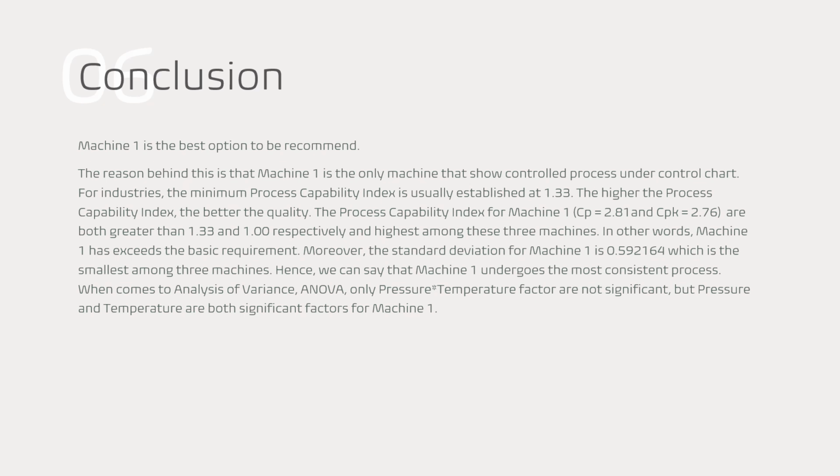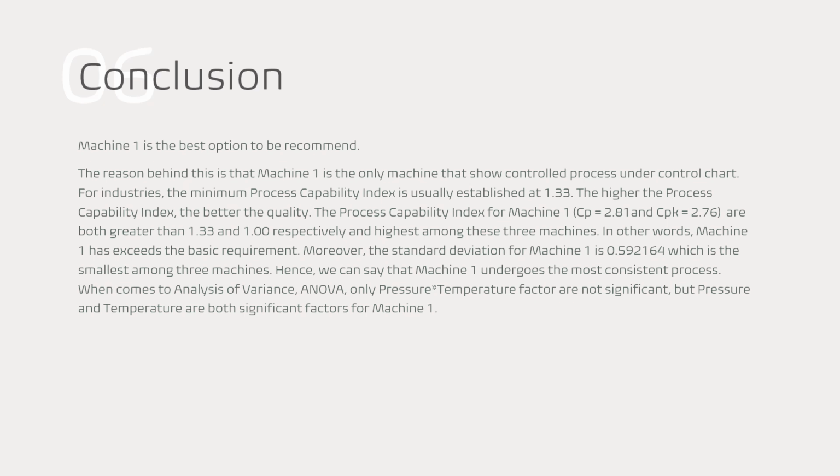In conclusion, machine 1 is the best option to be recommended. The reason behind this is that machine 1 is the only machine that shows a controlled process under the control chart. For industry, the minimum process capability index is usually established at 1.33. The higher the process capability index, the better the quality. The process capability indices for machine 1 are CP equal to 2.81 and CPK equal to 2.76.